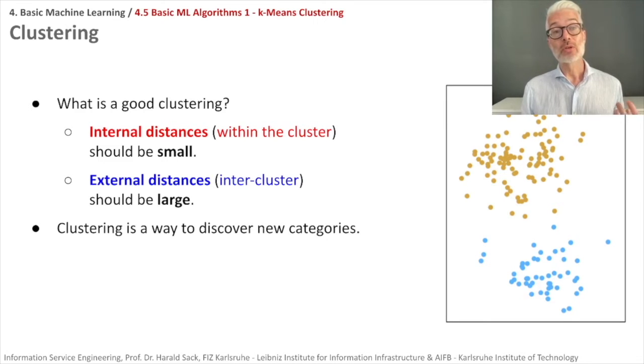We should look there at the so-called internal distances. These are the distances within a cluster. You see this here in the yellow cluster, the red lines indicate some of the distances between some of the points of the yellow cluster. And of course, in a good clustering, these distances should be small, while the other distances, the external distances, so distances between the yellow cluster and the blue cluster, should of course be larger. So then we have a good clustering.